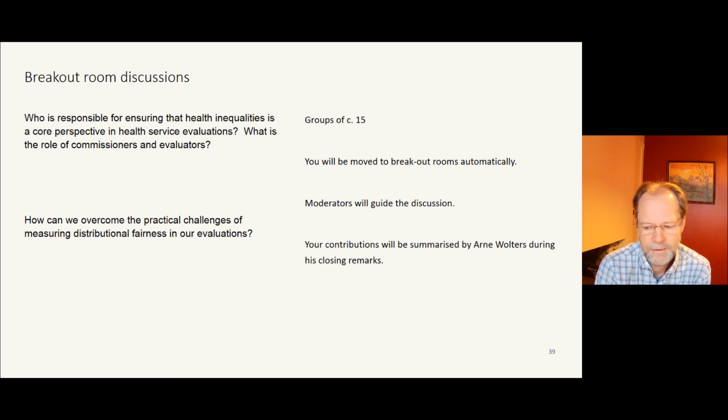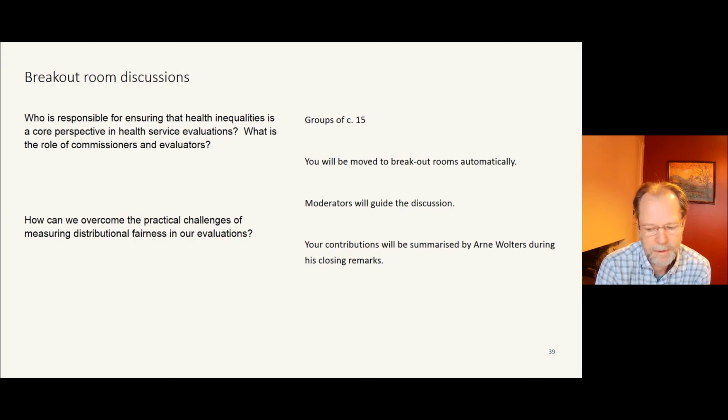These are the 2 key questions I'd like you to consider. First of all, who's responsible for ensuring that health inequalities is a core perspective in health service evaluations? What is the role of commissioners and what is the role of evaluators? And secondly, how can we overcome some of the practical or methodological challenges of measuring distributional fairness in our evaluations?